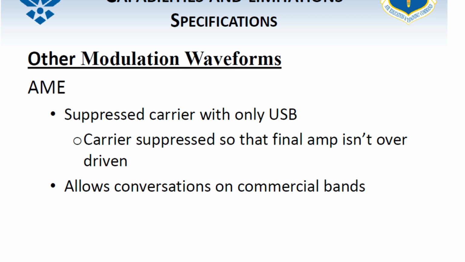All right. AME. There are other different types of modulation waveforms that this radio is capable of. AME is one of them. That is when the carrier is suppressed with only the upper sideband. So if you remember when we talked about single sideband, you can jump back and forth between upper and lower sidebands. With AME, the carrier is suppressed and you only get the upper sideband.